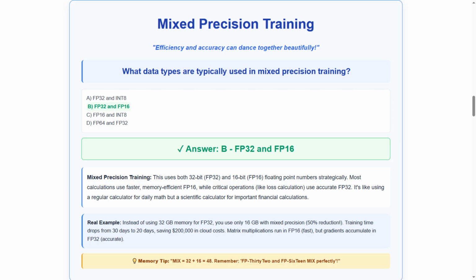Why this combination? FP16 uses half the memory and runs faster for most operations, while FP32 provides the precision needed for critical calculations like loss computation. It's like using a regular calculator for daily math, but switching to a scientific calculator for important financial calculations. This combo cuts training time by 30 to 50% while maintaining accuracy. Remember, mix means 32 plus 16 equals 48. FP32 and FP16 mix perfectly together.